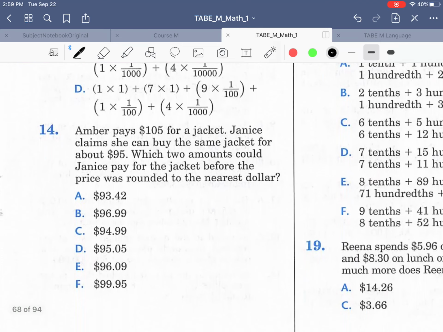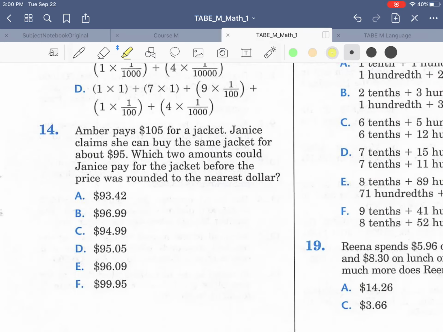Number 14. Amber pays $105 for a jacket. Janice claims she can buy the same jacket for about $95. Which two amounts could Janice pay for the jacket before the price was rounded to the nearest dollar? Be careful on this one.